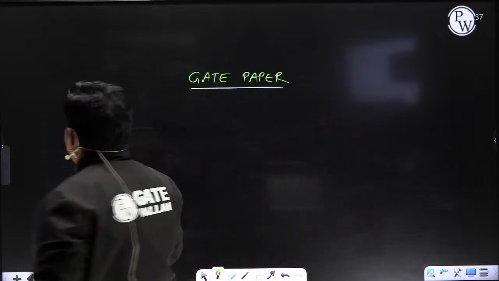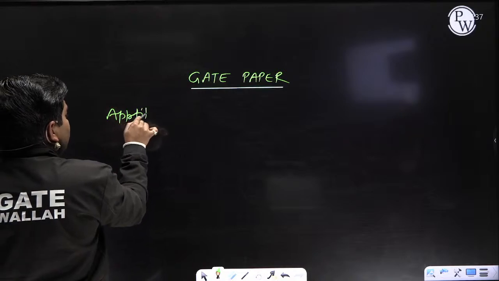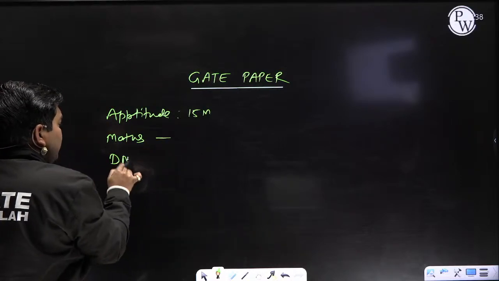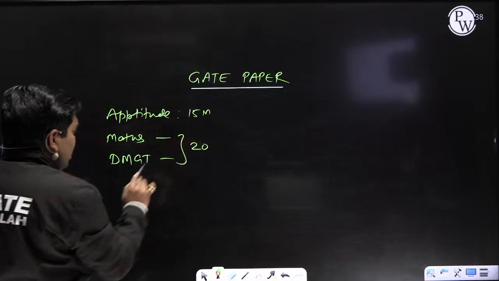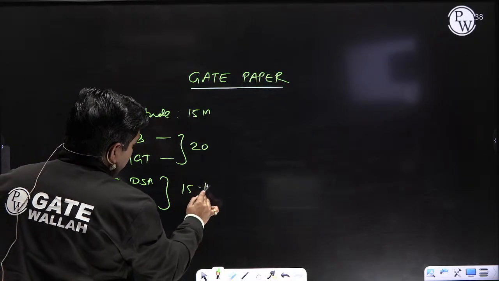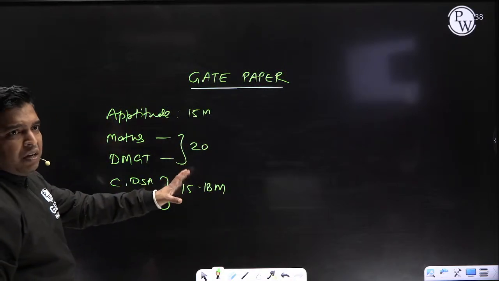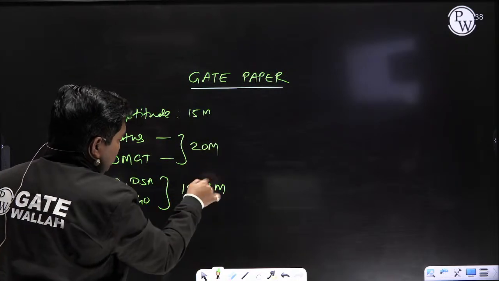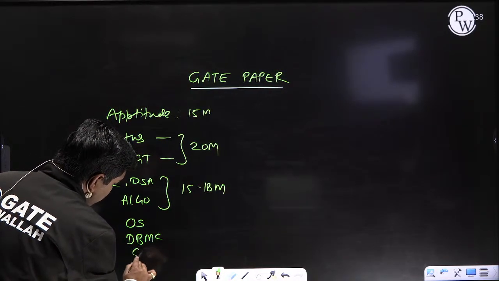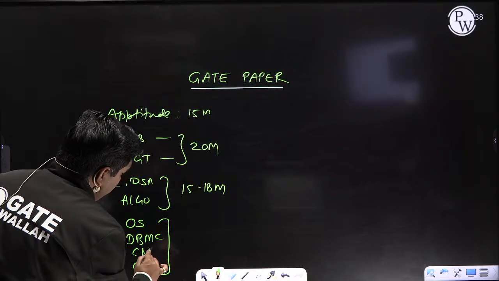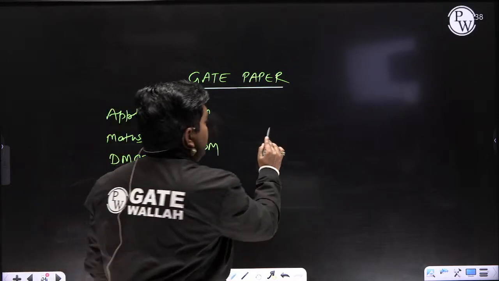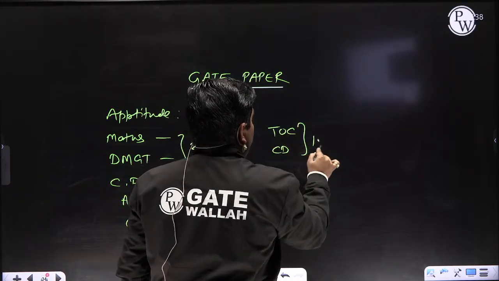Think in a practical manner. Aptitude, we have 15 marks. Math, 13 marks, but if we combine math, discrete mathematics and graph theory, it is more than 20 marks. Yes or no? C, DSA and algorithms, 15 to 18 marks we can combine. I'm writing on average, not strictly only these mark values; this range may vary. Now OS, DBMS, CN, COA, these four subjects also have a weightage of 30 marks, if I'm thinking about these things. TOC and compiler also 15 to 20 marks.